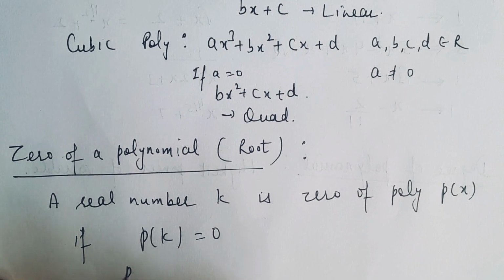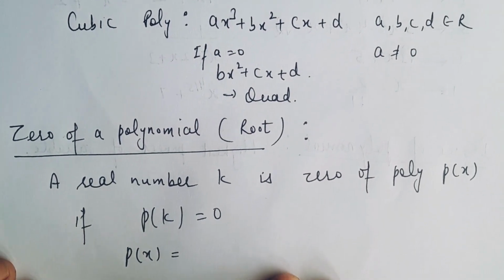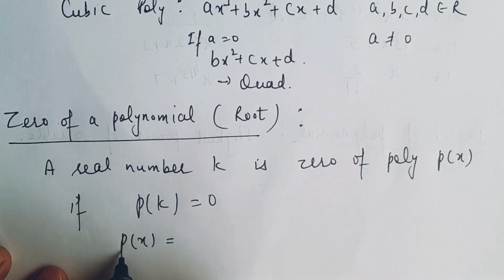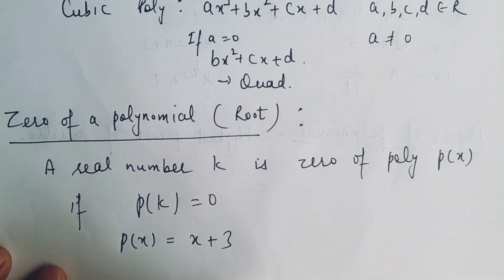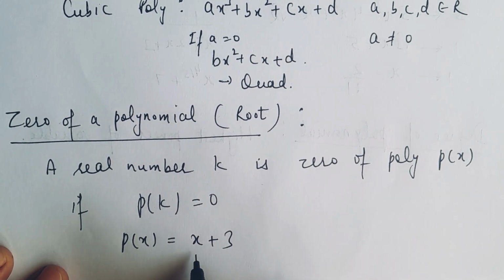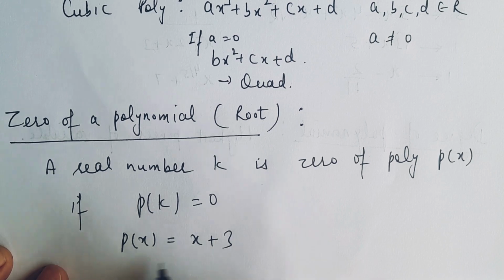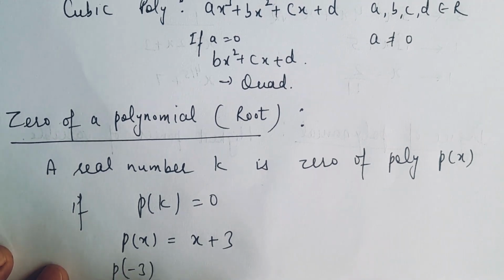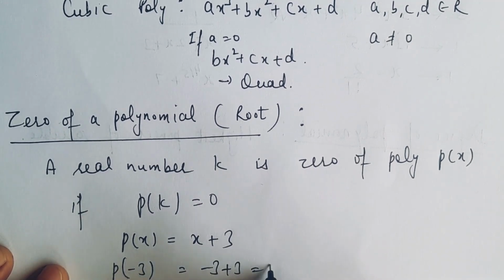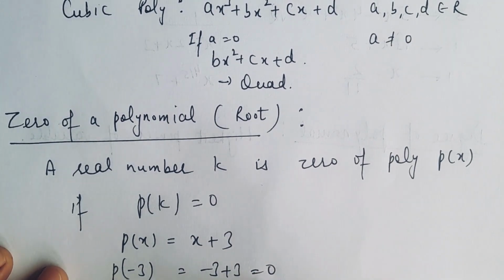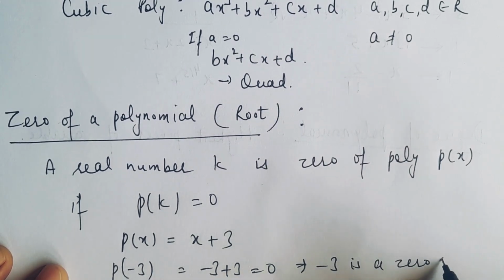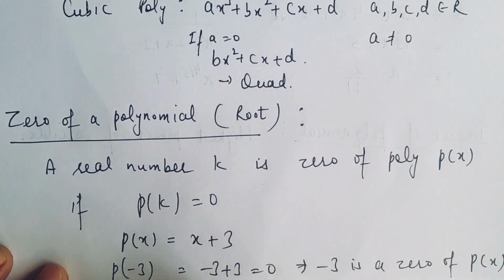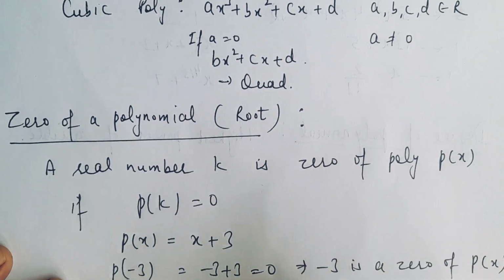Suppose you have a polynomial, p(x) is a general notation for the polynomial in variable x. Suppose this is the polynomial. As a basic example, if we put the value of x as -3, p(-3), we will get -3 plus 3, which is 0. That means -3 satisfies it. This means -3 is a zero of the polynomial. For the given polynomial, the zero is -3.